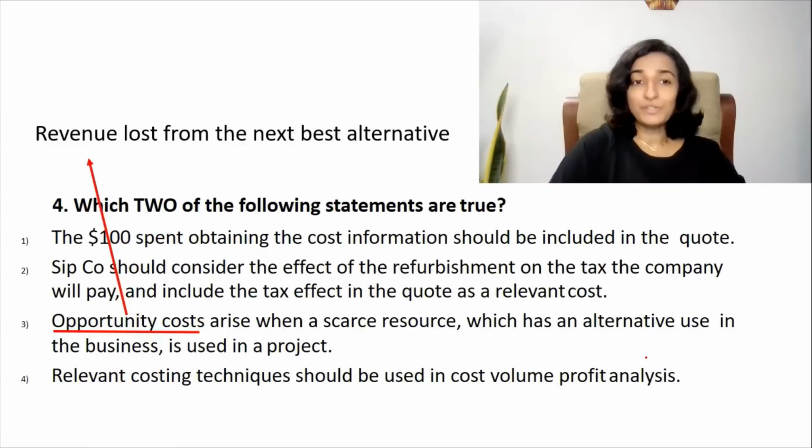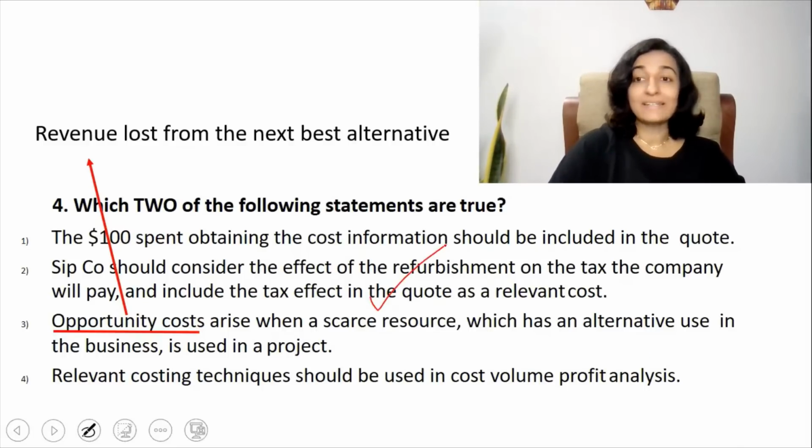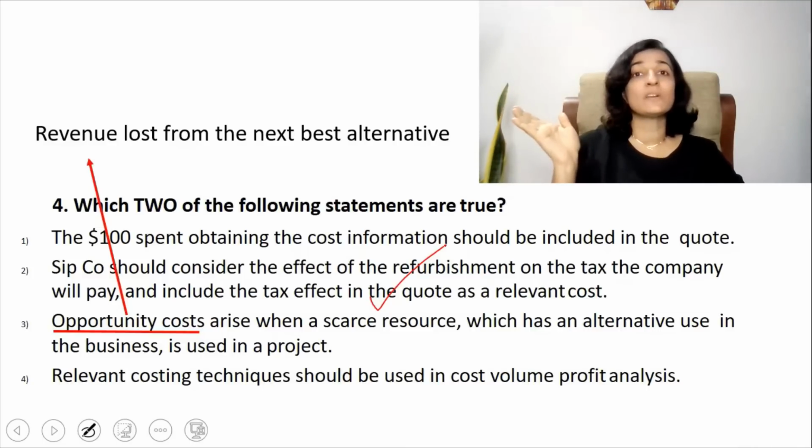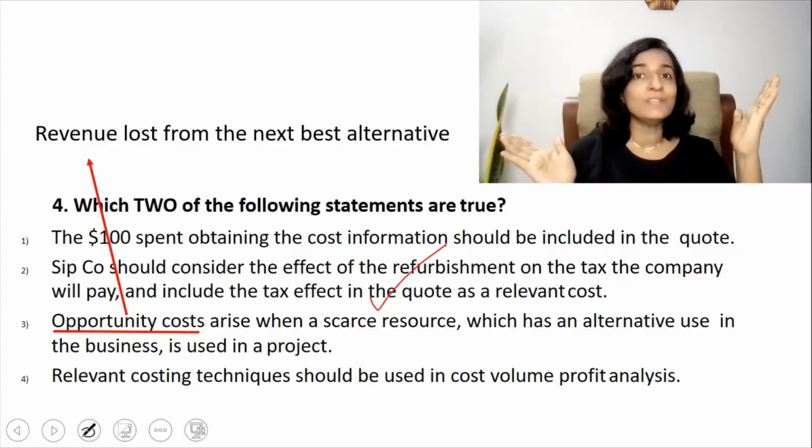Now let's read statement 3 once again. Opportunity cost arises when a scarce resource which has an alternative use in the business is used in a project. This is correct. It is because the resource is scarce that we are losing out on the next best alternative. If the resource was not scarce, we could use the resource for both the alternatives. So that statement is right.